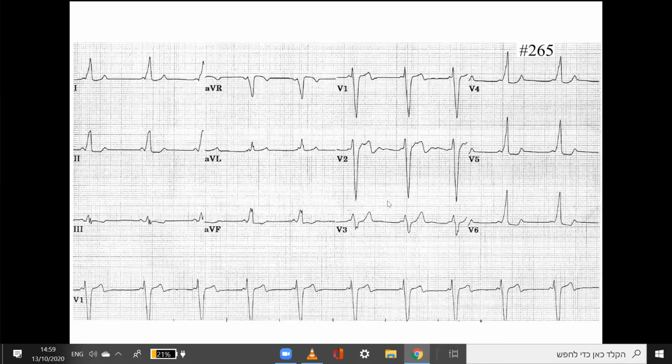Pathological Q wave? No. Okay, so that's it. Only type B WPW syndrome. Terrific. Good.